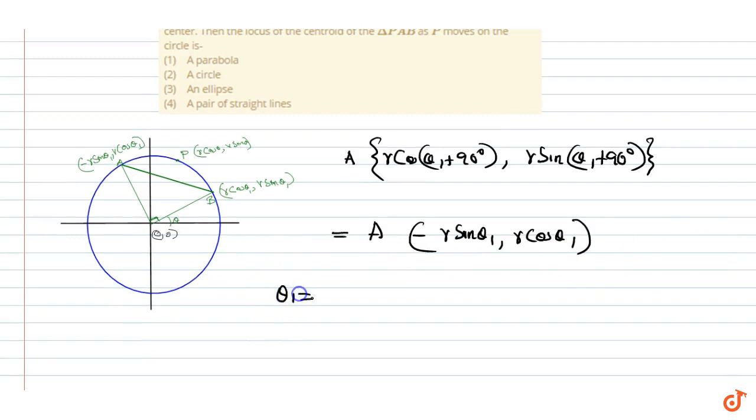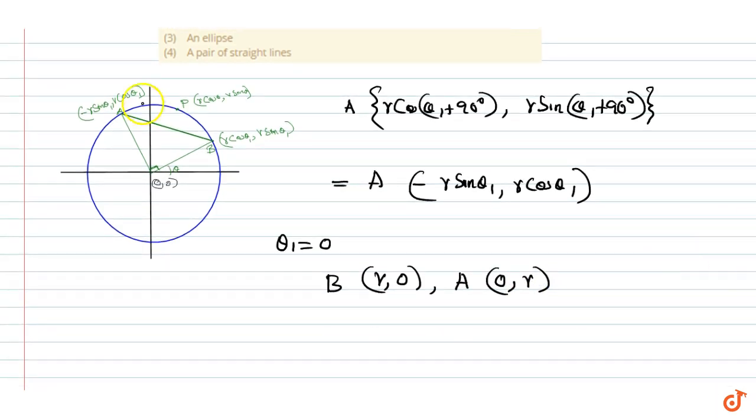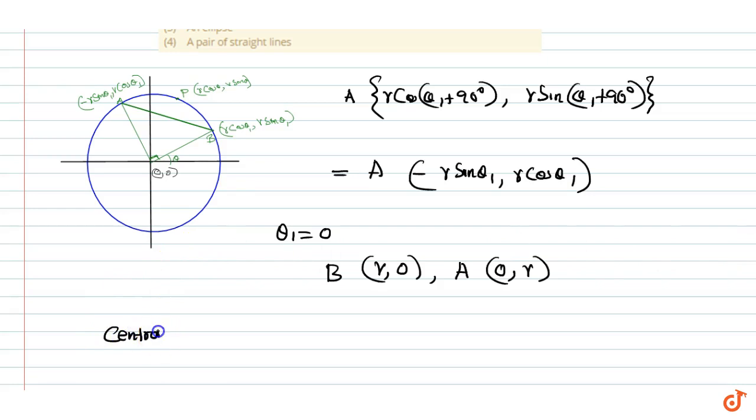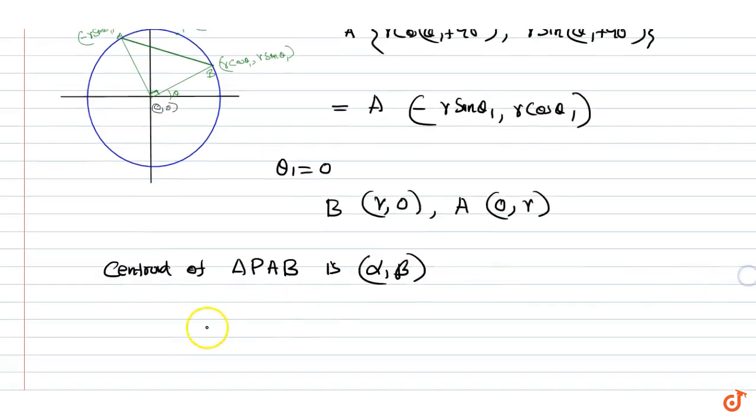Now let theta 1 equal to 0. Then point B is given by r, 0 and point A is given by 0, r, and let P be the point r cos theta, r sin theta. Then the centroid of the triangle PAB is, let it be alpha beta, and the centroid will be given by alpha is equal to r plus 0 plus r cos theta upon 3.